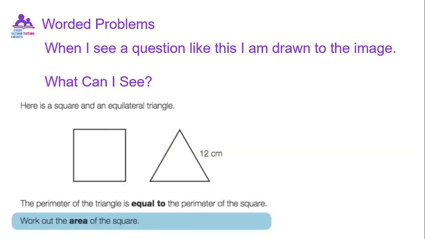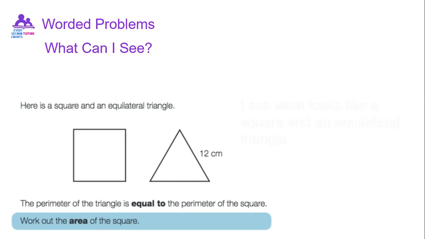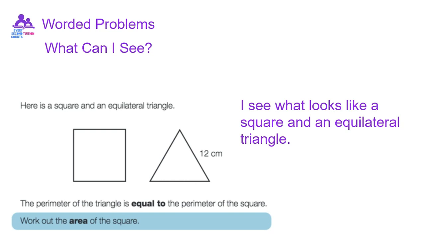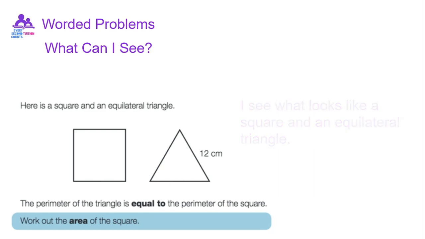So when I see a question like this, my eyes are drawn to the image, and what I can see is what looks like a square and an equilateral triangle. And when I look at the text, it confirms this. So it says here is a square and here is an equilateral triangle. So I know that information. What I'm looking at, what I can see, tells me that is the case.